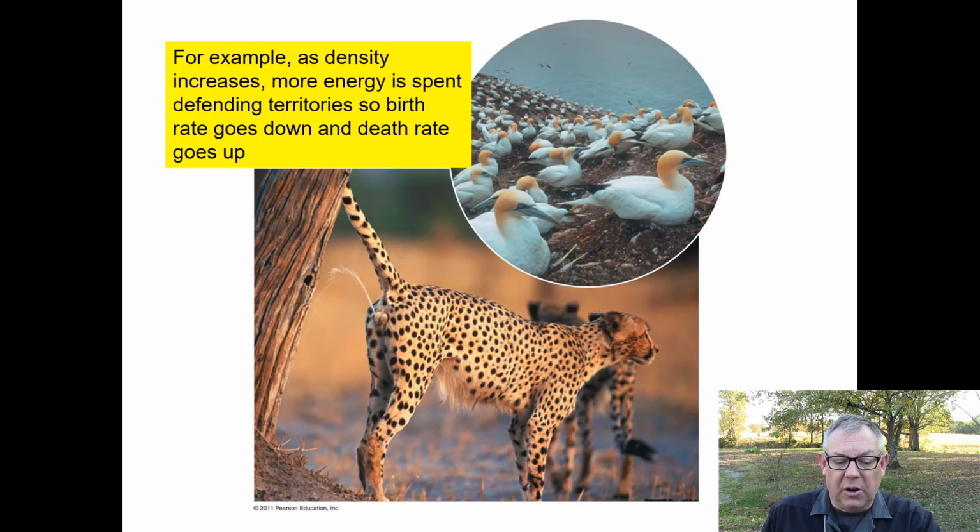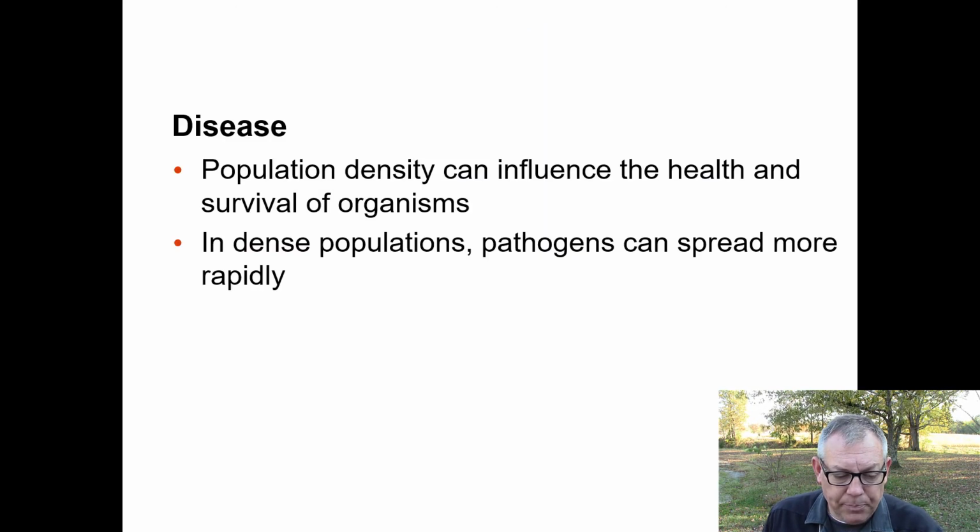You see these birds that are evenly spaced. They are all defending their nest area. The more population you've got, the more you have to work to defend your territory. Birth rate goes down, death rate goes up. That sets the limit to the size of the population.